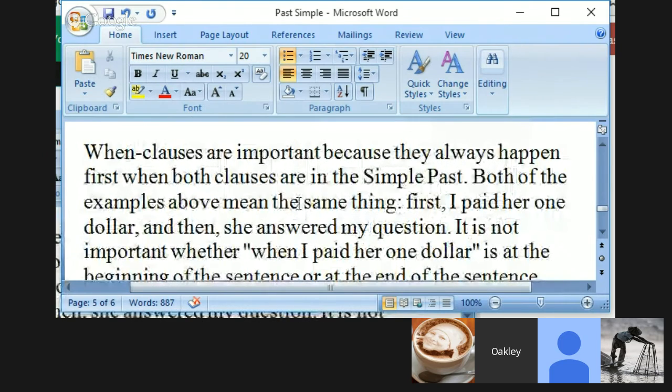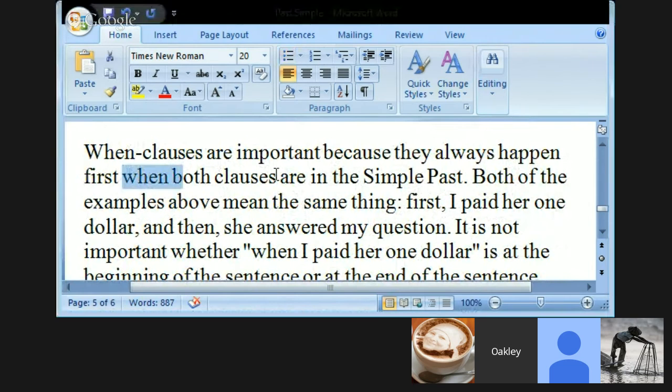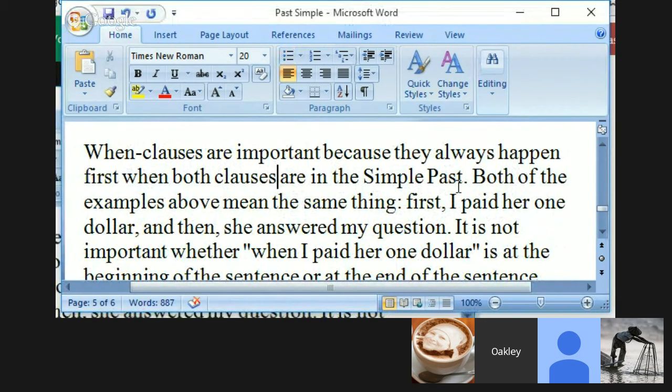Okay. When clauses are important because they always happen first when both clauses are in the simple past.